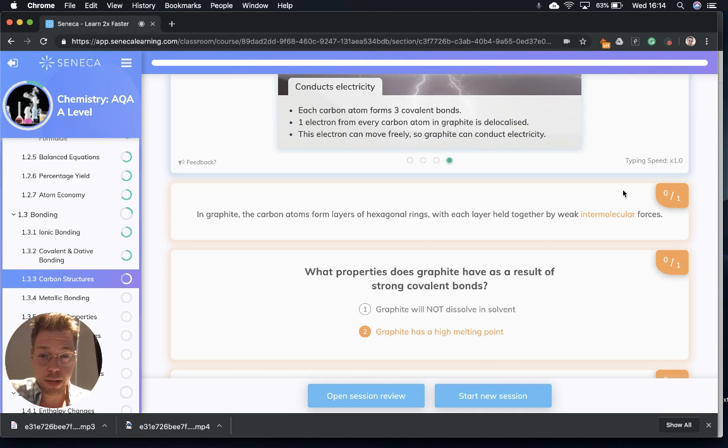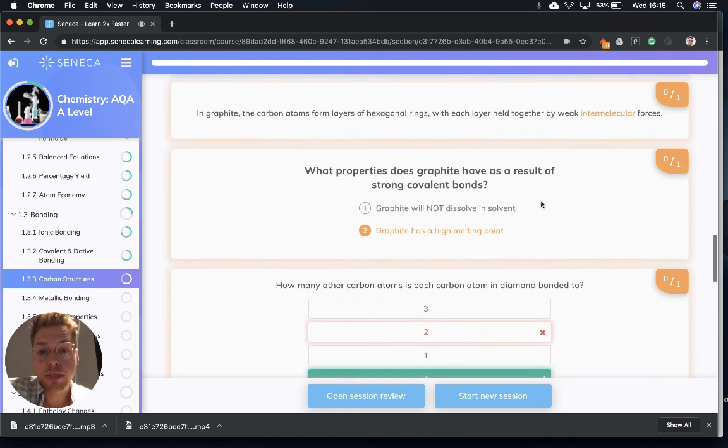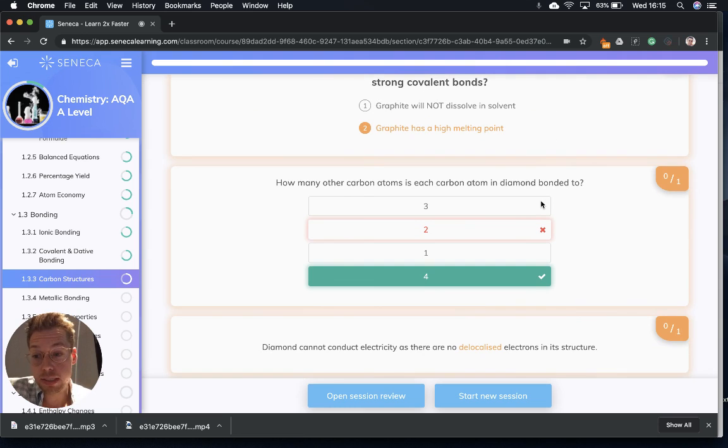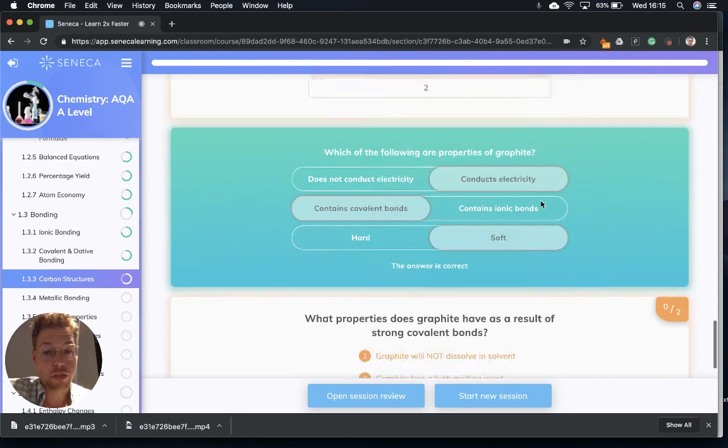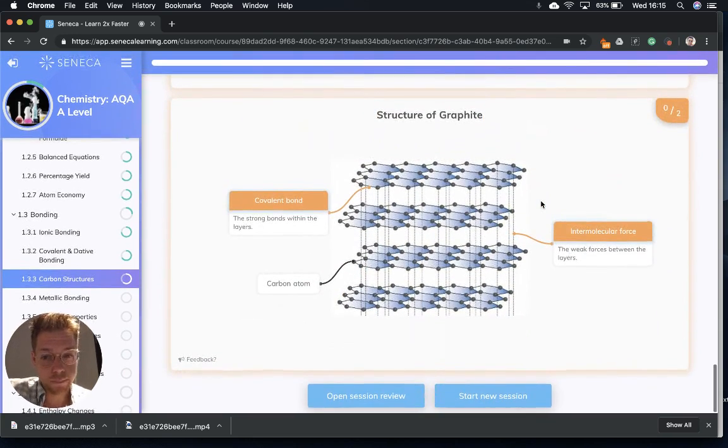In graphite, the carbon atoms form layers of what kind of rings? They are hexagonal, they have 6 sides, and each layer is held together by weak intermolecular forces. And remember, those layers of hexagonal rings, they can slide over each other, which means graphite's really soft. However, the melting point is going to be high because a lot of energy is required to break those strong covalent bonds.